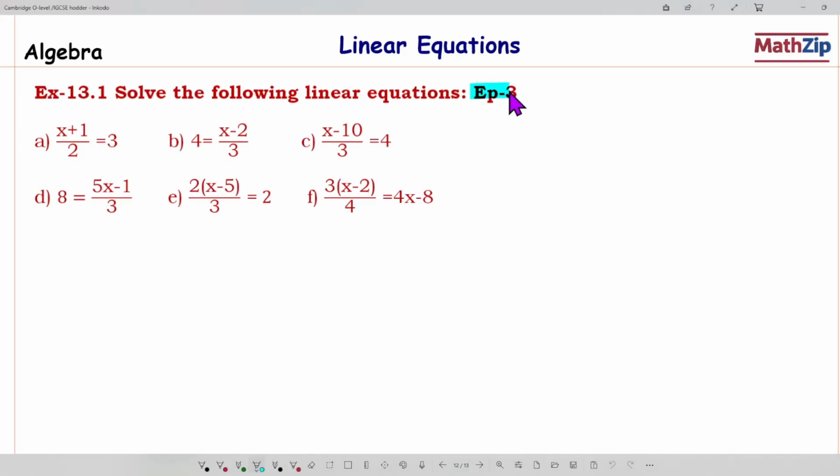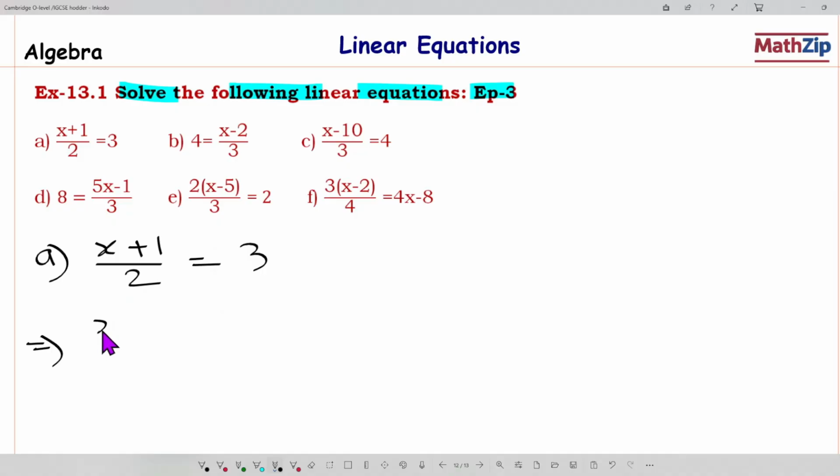Episode 3. Solve the following linear equation. Number A: x plus 1 by 2 equals 3. Simple thing, we will multiply both sides by 2. So (x plus 1) divided by 2 times 2 equals 3 times 2.